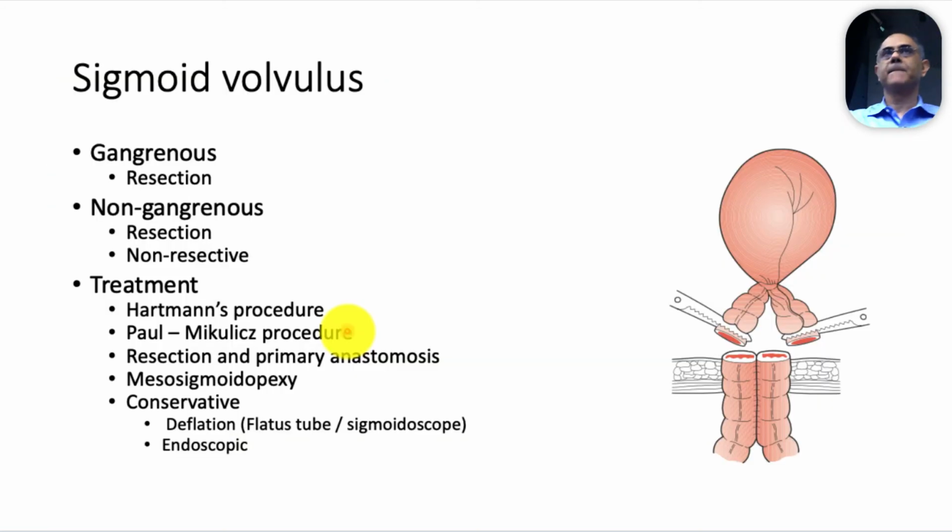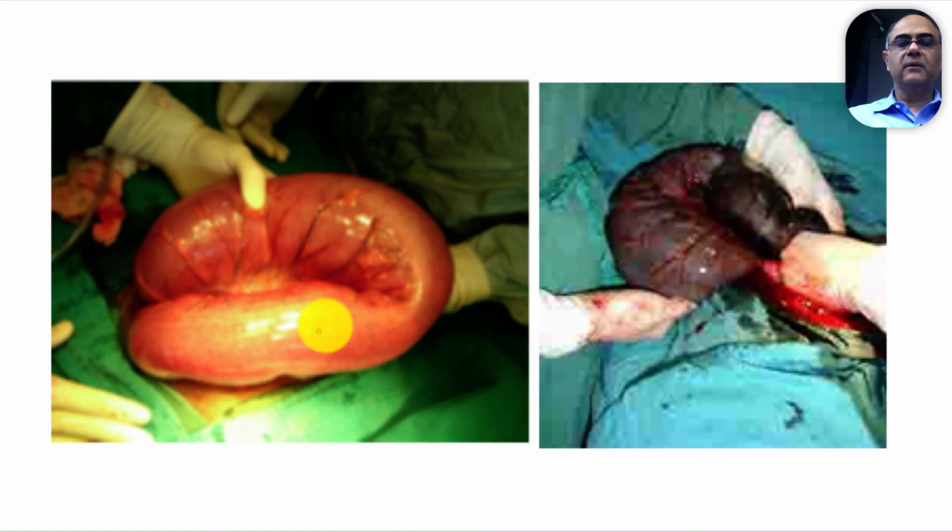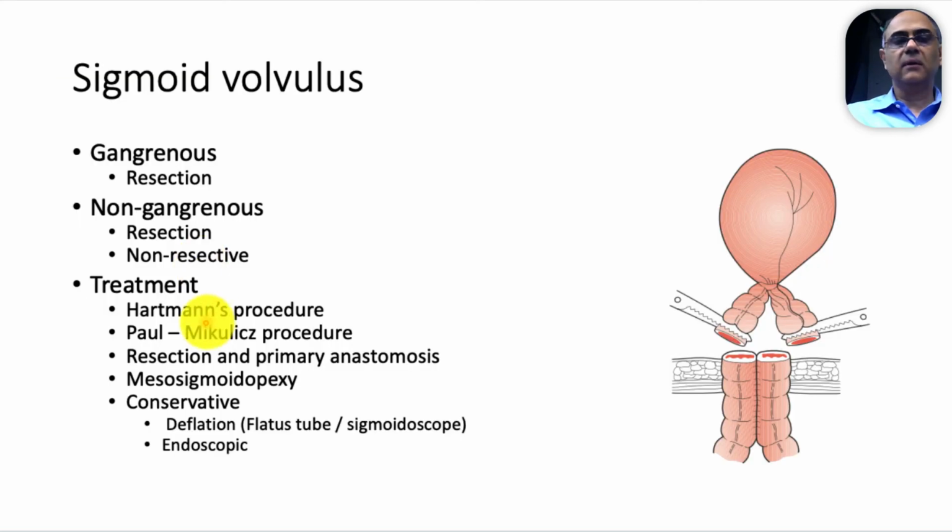The other situation is when the gut is viable. Now what will you do? The gut is viable, distended like a pipe, and you can resect this also. Resect this also, because if you leave it inside, after deflation the chances of recurrence will be more than 50%. You can do a Hartmann's or Paul Mikulicz.